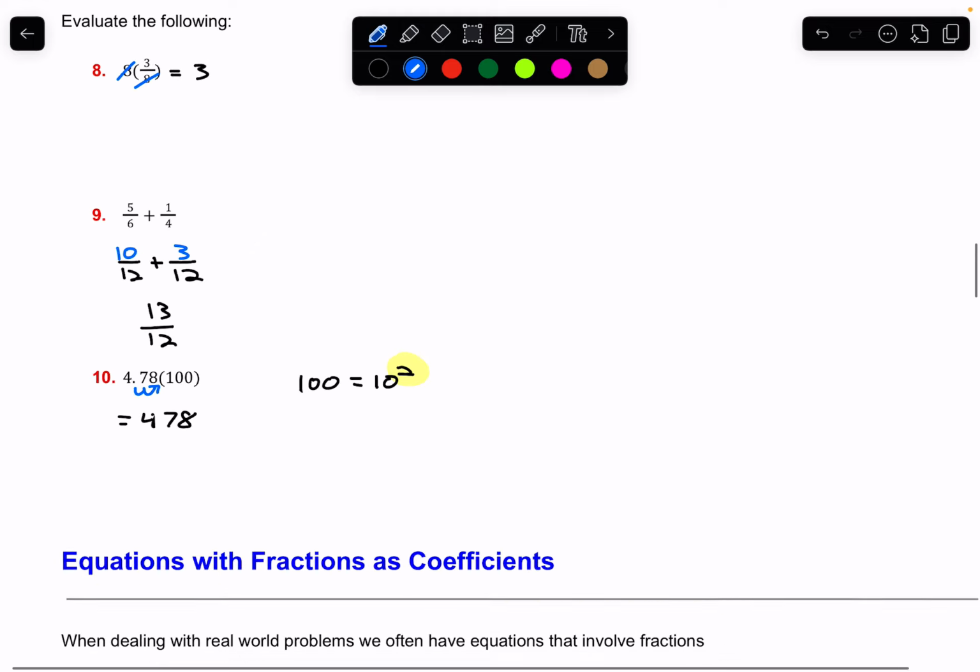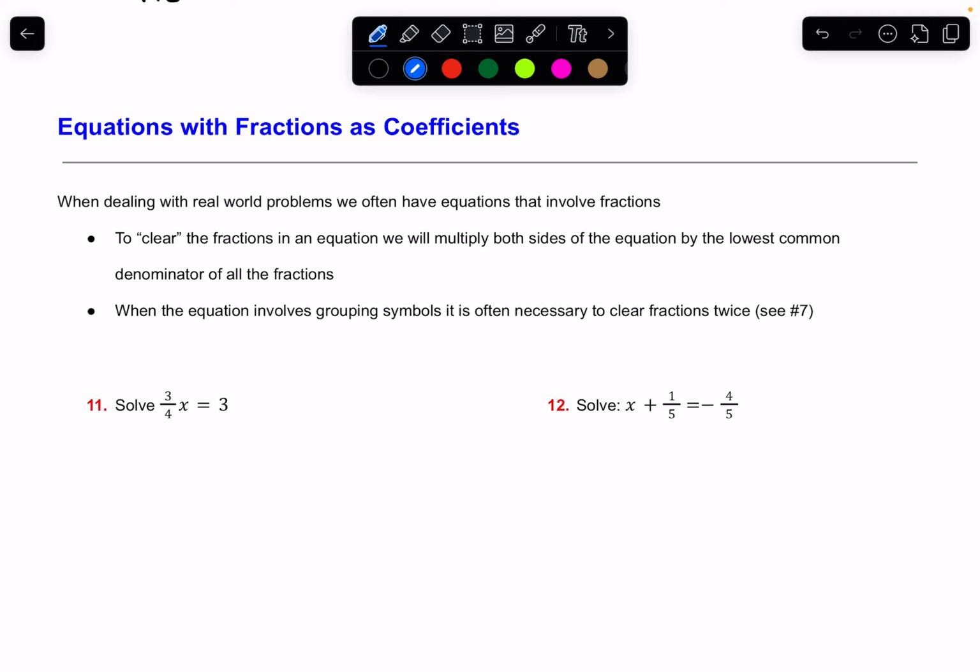Okay, so now you're thinking to yourself, what if we have fractions as coefficients? Can we just get rid of those? And the answer was, well, yeah, kind of. That's pretty much exactly what we can do. So when dealing with real world problems, we're often going to have equations that involve fractions. And to clear, quote unquote, clear the fractions in an equation, we'll multiply both sides of the equation by the lowest common denominator. And that'll be the lowest common denominator for all fractions we see. And when the equations involve grouping symbols, a lot of times it'll be necessary to clear fractions twice.